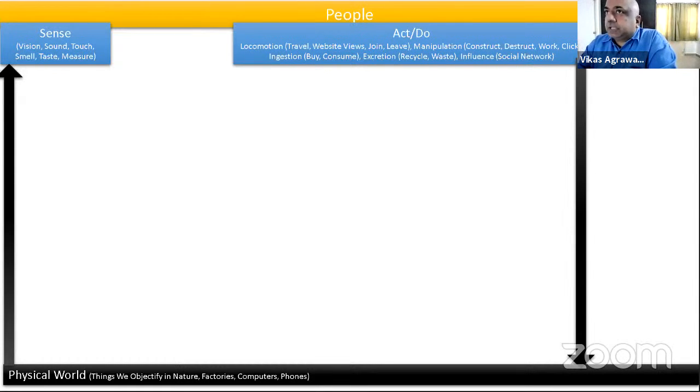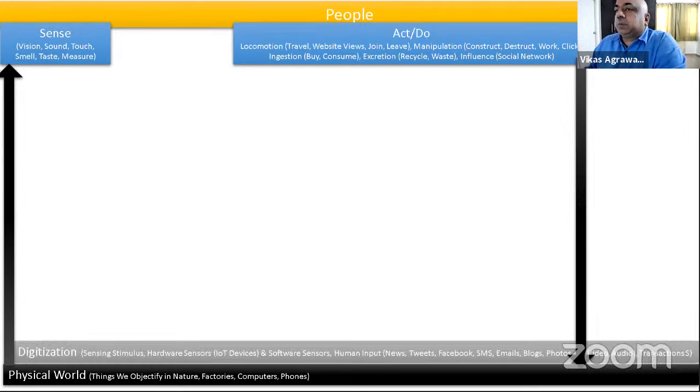So we can do vision, sound, touch, smell, taste, measurement. In the acting space, we can do locomotion. We can do locomotion in traveling, or we can do locomotion from web page to web page. We can join networks, leave networks. We can manipulate things. We can construct, destruct, work, click. We can ingest things, buy things, consume things. We can recycle things, waste things, or create waste. We can influence, for example, social networks. Okay. So we can do all of these things, and these act on the world.